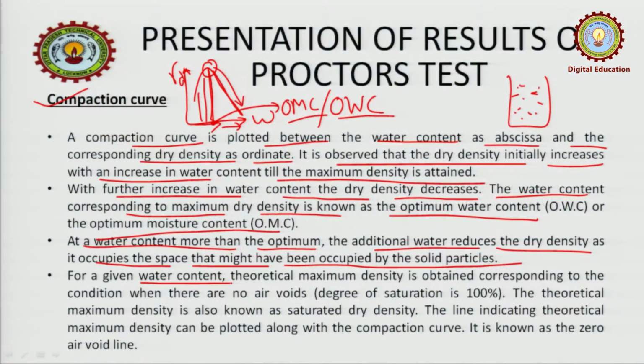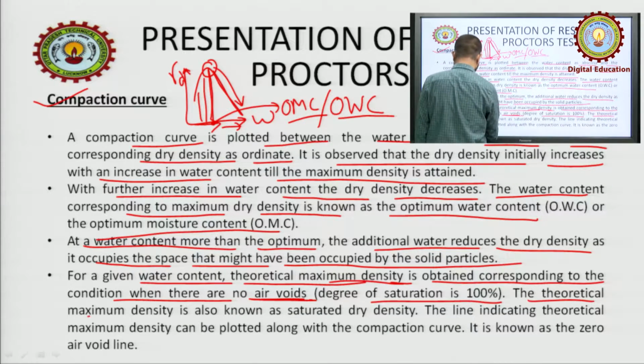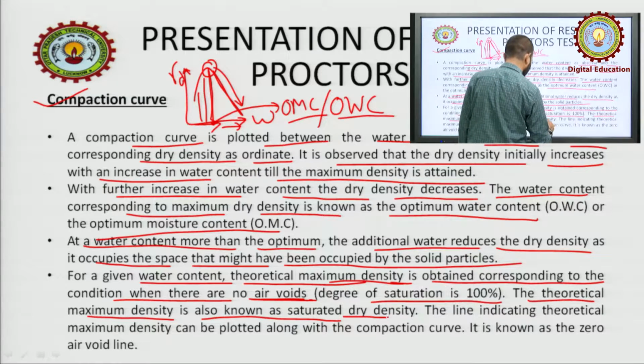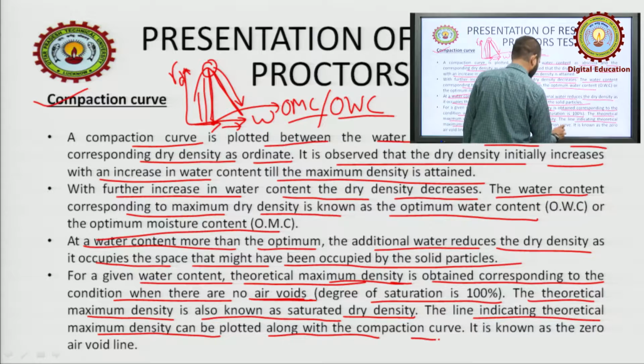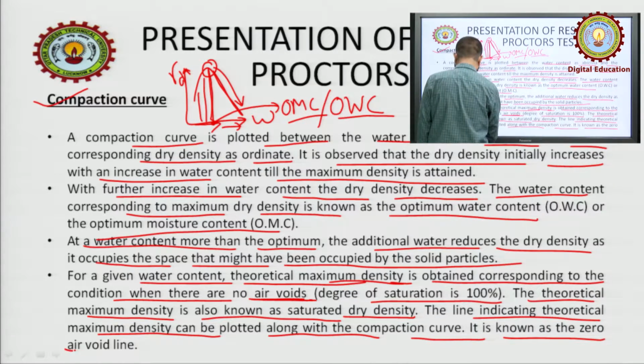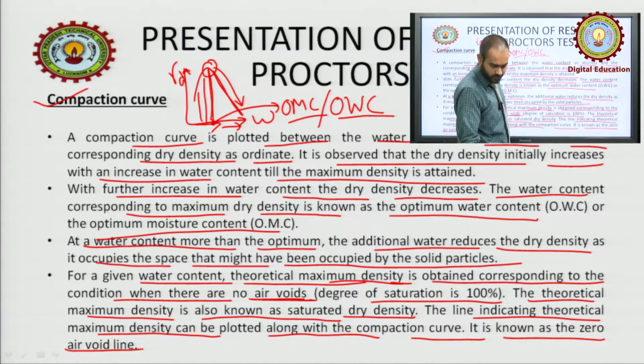Then, for a given water content, theoretical maximum density is obtained corresponding to the condition when there is no air. Maximum density is obtained when there is no air void, means it's fully saturated, 100% saturation. The theoretical maximum density is known as saturation dry density. The line indicating theoretical maximum density can be plotted along the curve. It is known as zero air void line. I will show you what it is talking about.